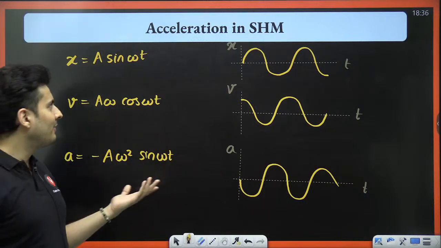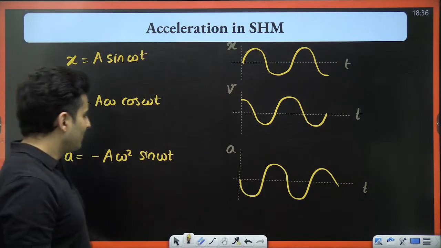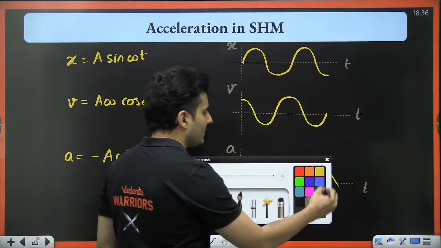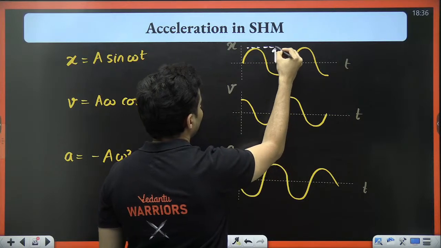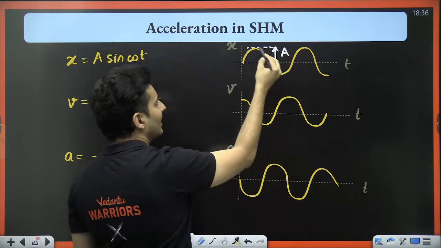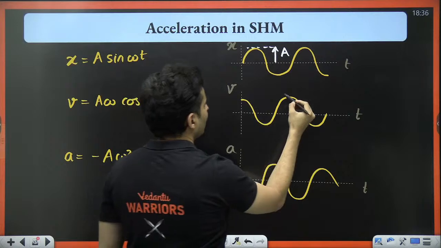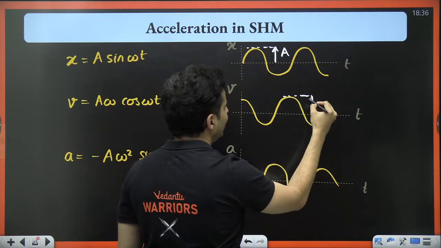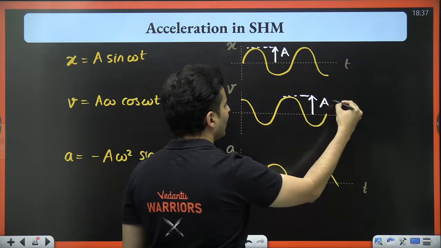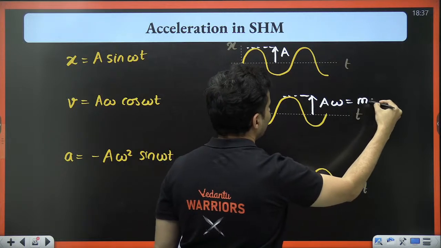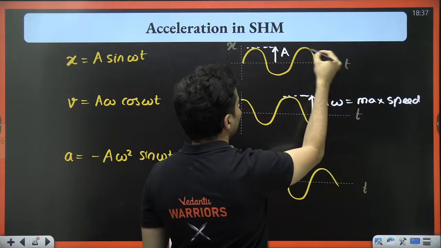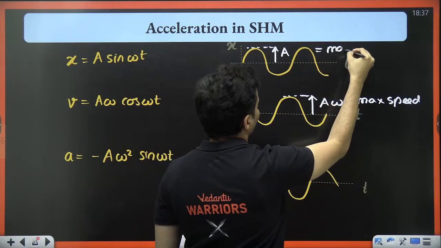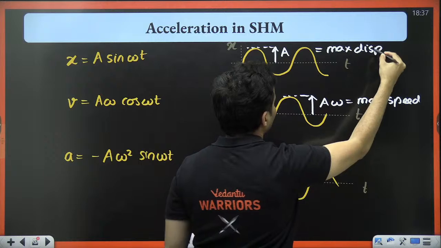Amazing. Perfect. Awesome. So my dear warriors, over here, what will be this value? This will be A. That's the maximum displacement. My dear warriors, what will this value be? Maximum speed, which is A omega. This is max speed. This is max displacement.